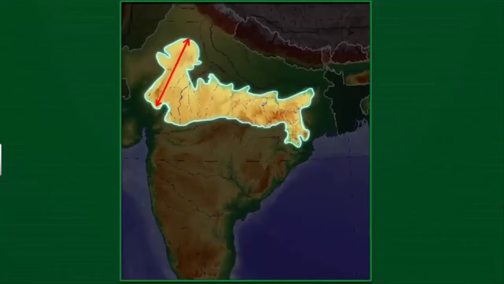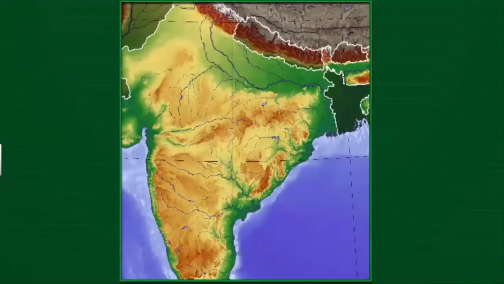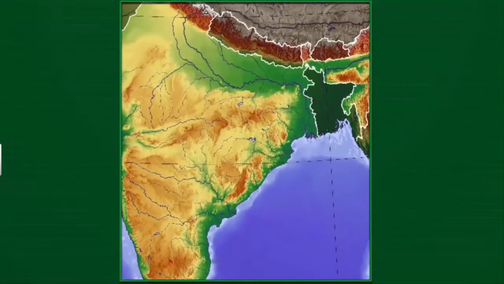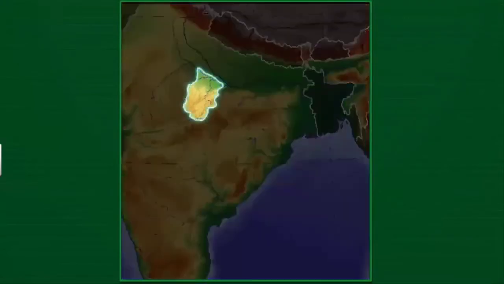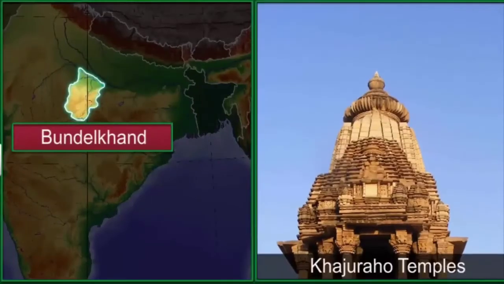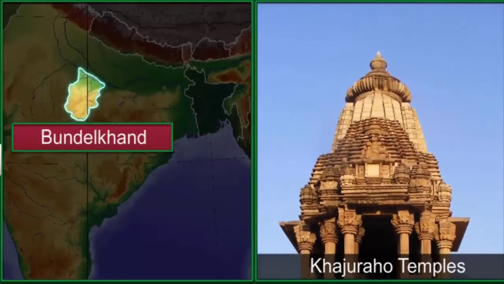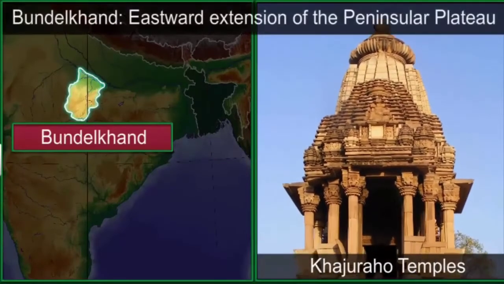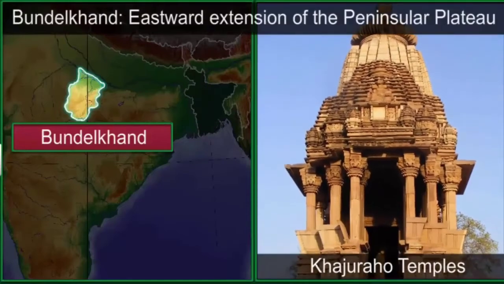Let's move eastwards in the Central Highlands. You may have heard of Bundelkhand. The famous Khajuraho temples are in this part of the country. Bundelkhand is the local name for the eastward extensions of the Peninsular Plateau. The other eastward extension is Bhagelkhand.